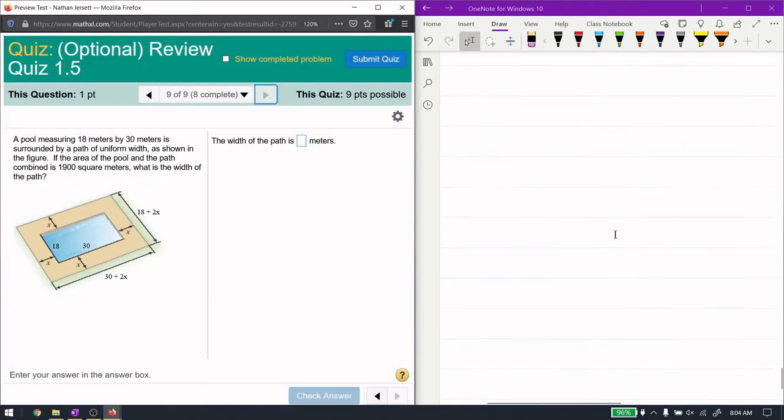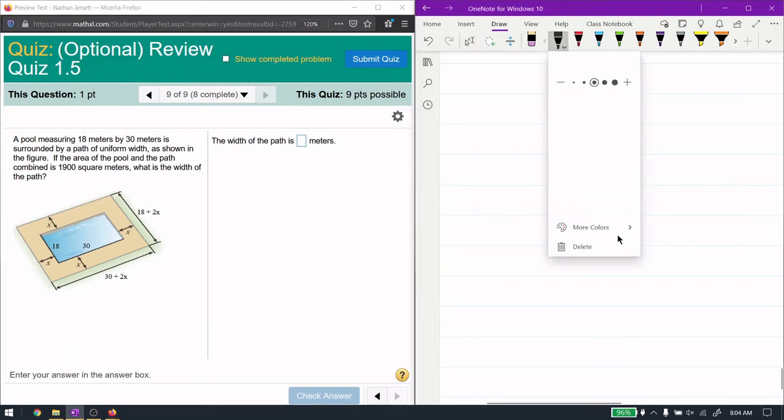Okay, last problem, we have a pool measuring 18 meters by 30 meters surrounded by a path. So this kind of tannish orangish thing, that's the path around the pool. That's what we're trying to figure out. What should the width of that be to satisfy the rest of the requirements?